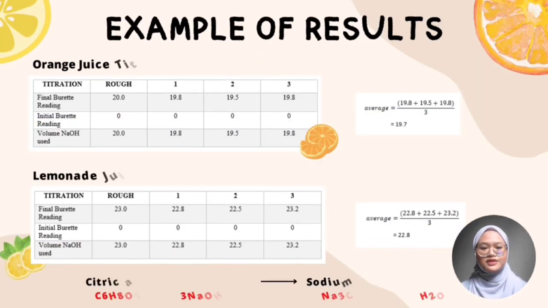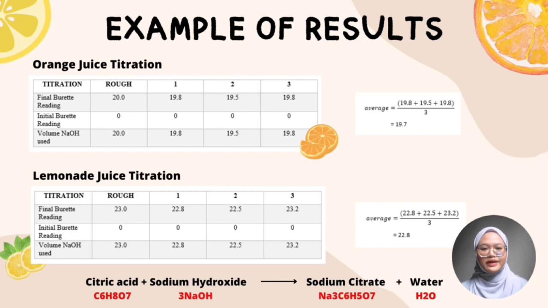For the lemonade fruit juice titration, the raw data for the experiment is 23 ml for the final burette reading and volume of sodium hydroxide used. And then, for the first actual experiment, we got 22.8 ml. For the second actual experiment, we got 22.5 ml. And lastly, we got 23.2 ml. The total average for lemonade juice titration is 22.8 ml.